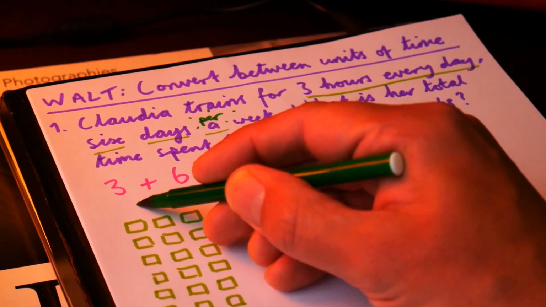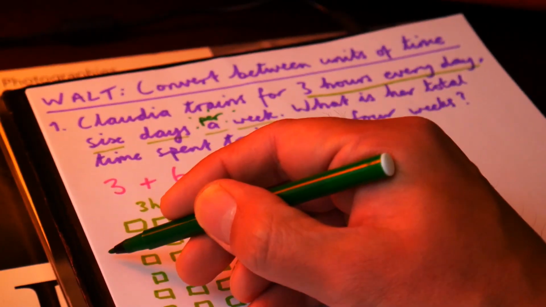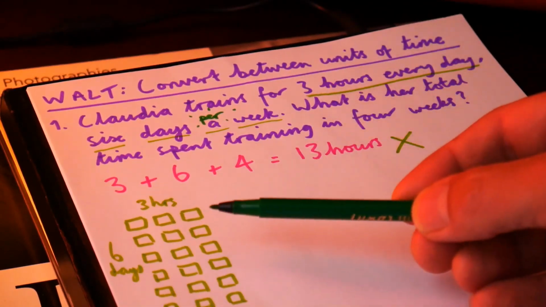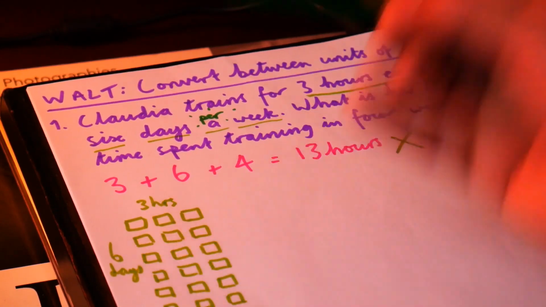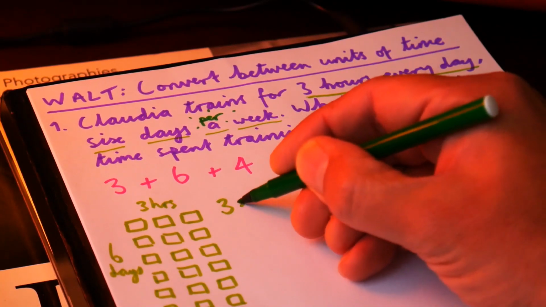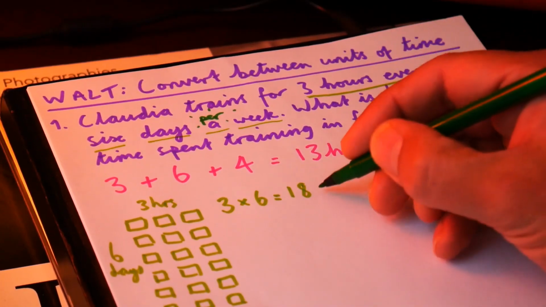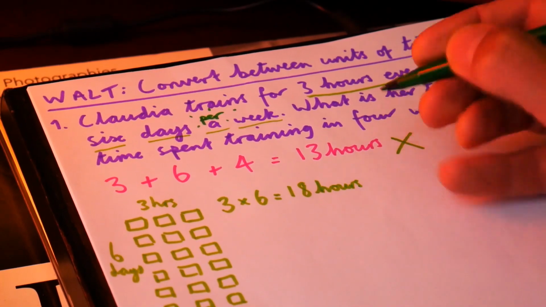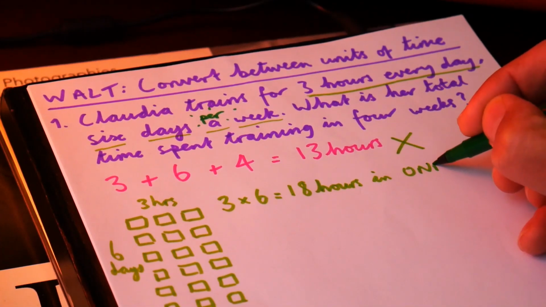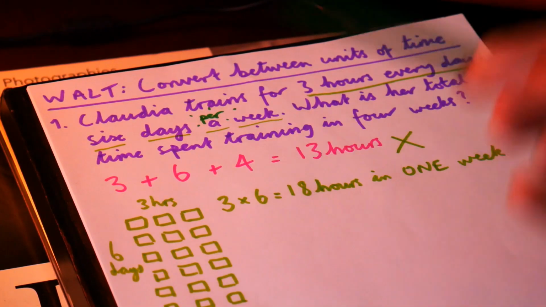So we had 3 hours times 1, 2, 3, 4, 5, 6 days. So that means in 1 week, she does 3 times 6 hours worth of training. We can do this because we know our times tables. Most of you got it in your head already, but 3 times 6 equals, yes, 18 hours in how many weeks? Yes, just 1 week. It's very important to remember. So there we go, and then on the 7th day, I guess she has a bit of a rest.